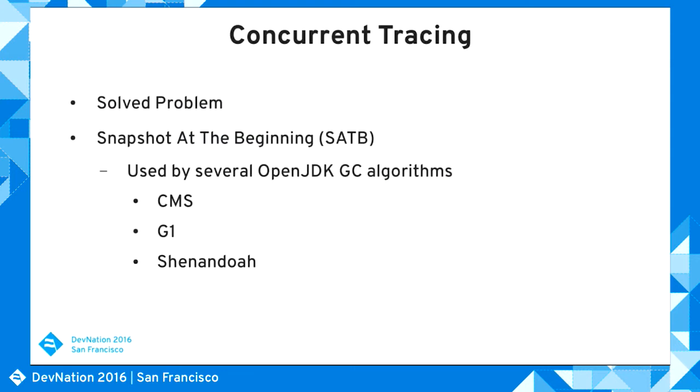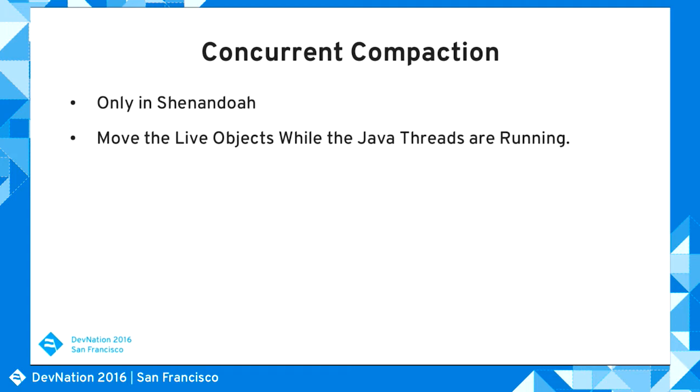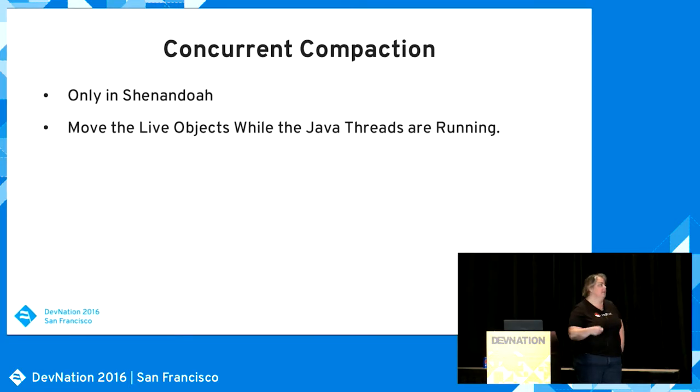So concurrent tracing, what I just said, the marking of live objects, that's a solved problem. It uses a snapshot-at-the-beginning algorithm. It's been used by CMS and G1 and Shenandoah. We just used the code that was there. The concurrent compaction, the compacting of the live objects to make all the free space contiguous, that's only in Shenandoah. We're the only ones that do that concurrently. And it's really important, right?